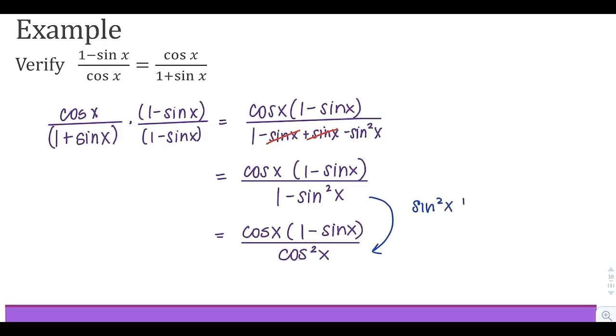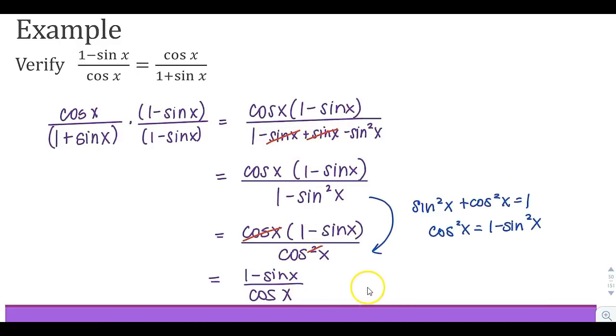So I'm going to label right now, how did we get from here to here? Using the Pythagorean identity: sine squared x plus cosine squared x equals 1. So that means that cosine squared x is 1 minus sine squared x. So now I can go ahead and cancel cosine x with one of the cosine x's on the bottom to end up with what I know I needed to end up with, 1 minus sine x over cosine x. So again, all of this work, all clearly showing every step of the way, is the answer. We are verifying.